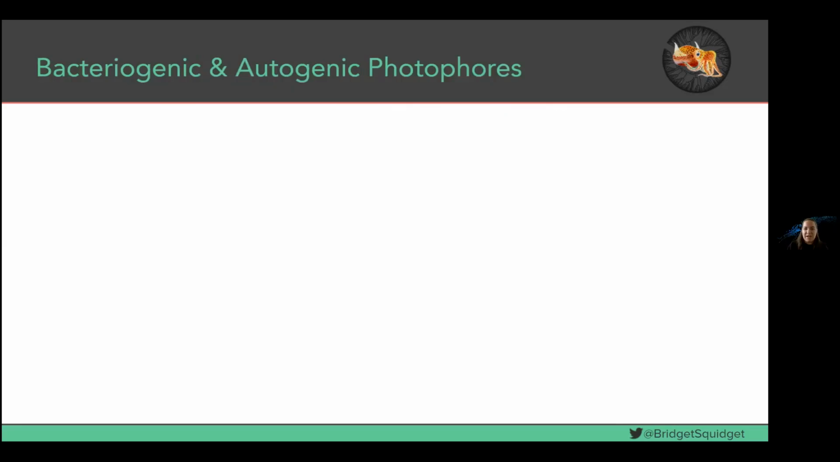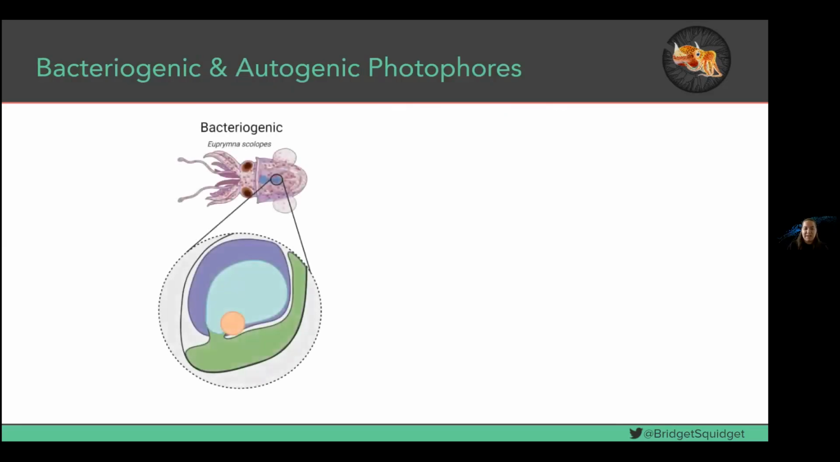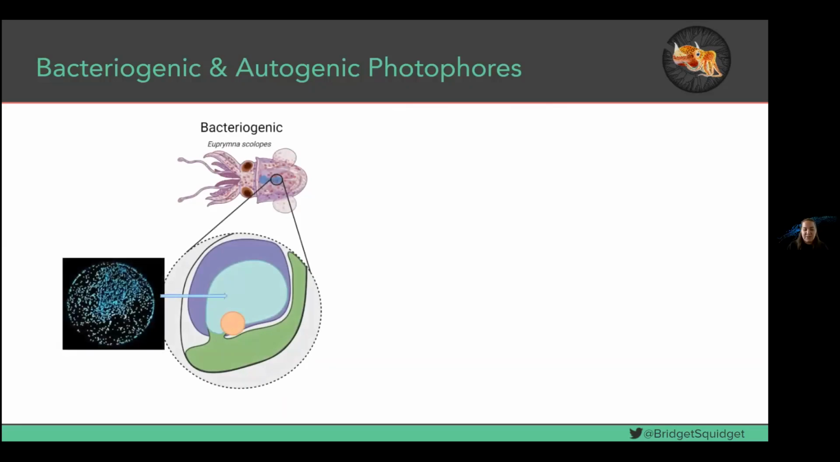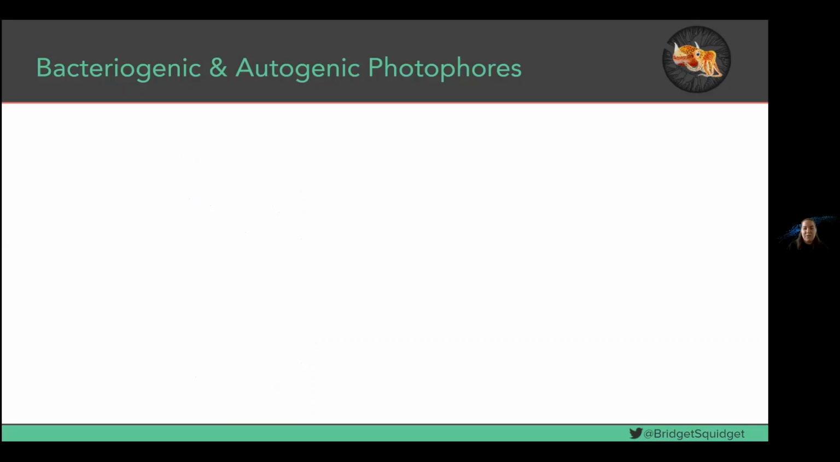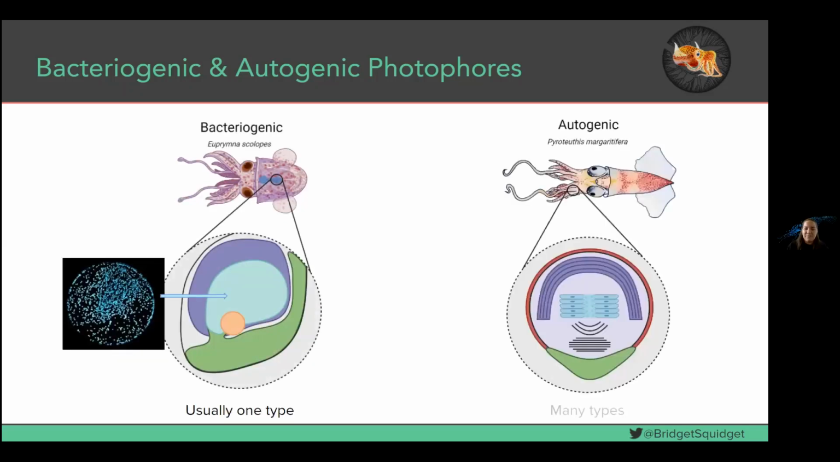And so when we look at cephalopod photophores, there's two main types. One is the bacteriogenic photophore, where we have a little crypt housing the bacterial symbionts that actually make the light. And there is usually only one main morphology that we see in the animals that have this kind of organ, versus the autogenic types of photophores, where instead of having that bacterial symbiont, we have photocytes, where the animal creates its own light. And here we can see many different types of morphologies in the species that create this type of light.